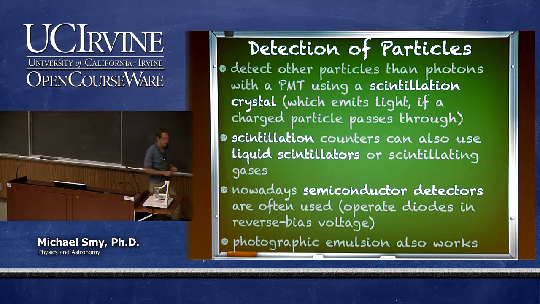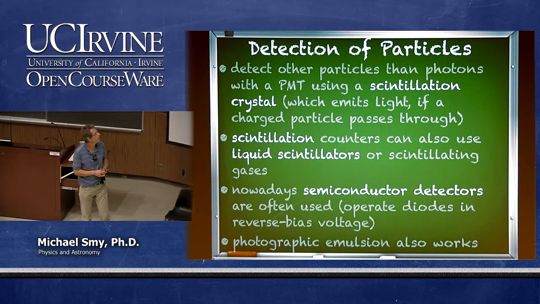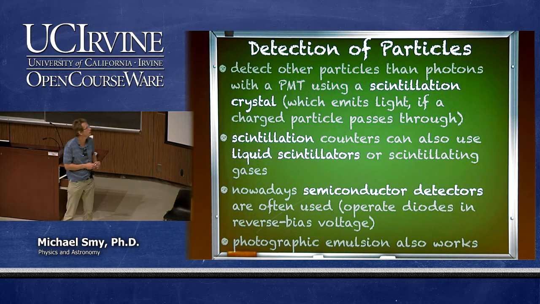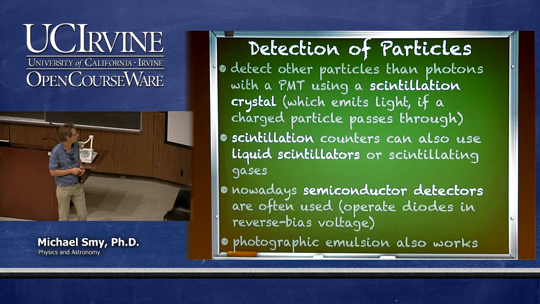So one can use photomultiplier tubes in conjunction with a material, for example, a scintillation crystal. The only requirement for the material is that it emits light if a charged particle passes through. That can be a solid, like a scintillation crystal, but there's also liquid scintillator, or one can even use a scintillating gas. Nowadays, in addition to those high voltage devices, we have semiconductor detectors.